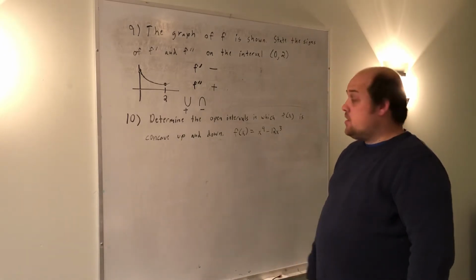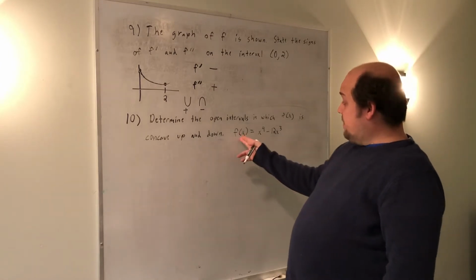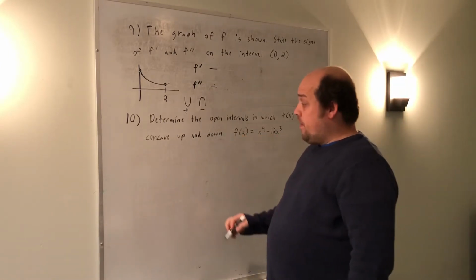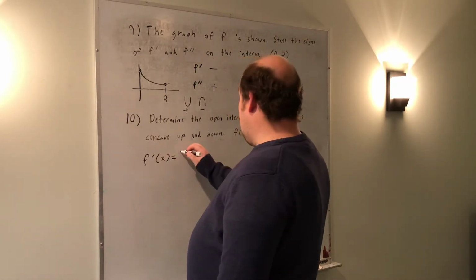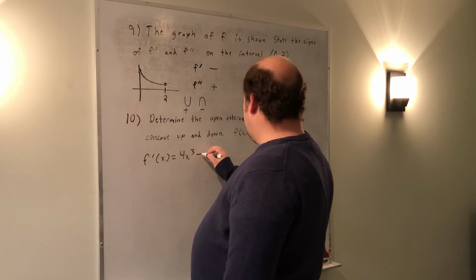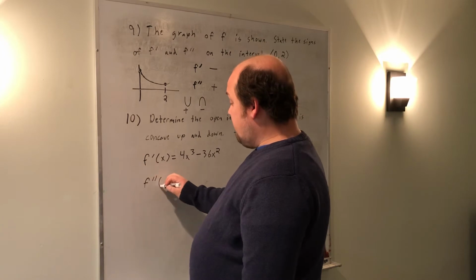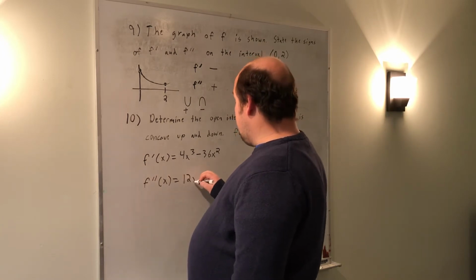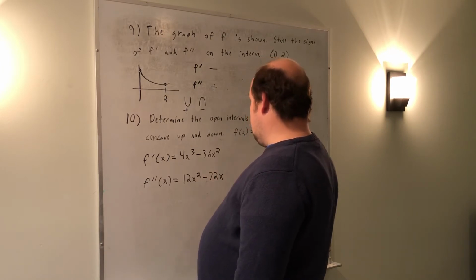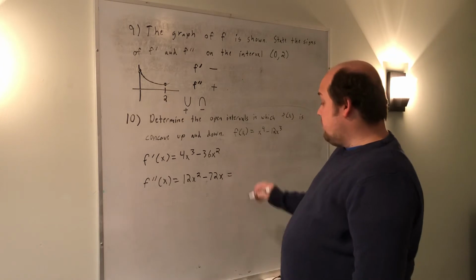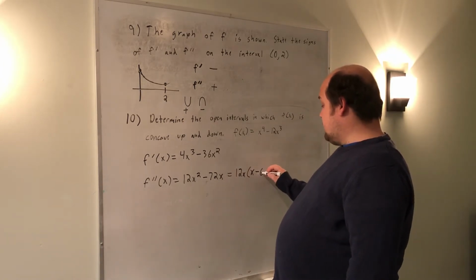Number 10 asks me, determine the open intervals on which f of x is concave up and down. In order to do that, I'm going to need to take f of x and take two derivatives. So when I start out with my first derivative, f prime of x, it becomes 4x cubed minus 36x squared. When I take my second derivative, f double prime of x, it becomes 12x squared minus 72x. From this, I can factor out a 12x. That leaves me with x minus 6.